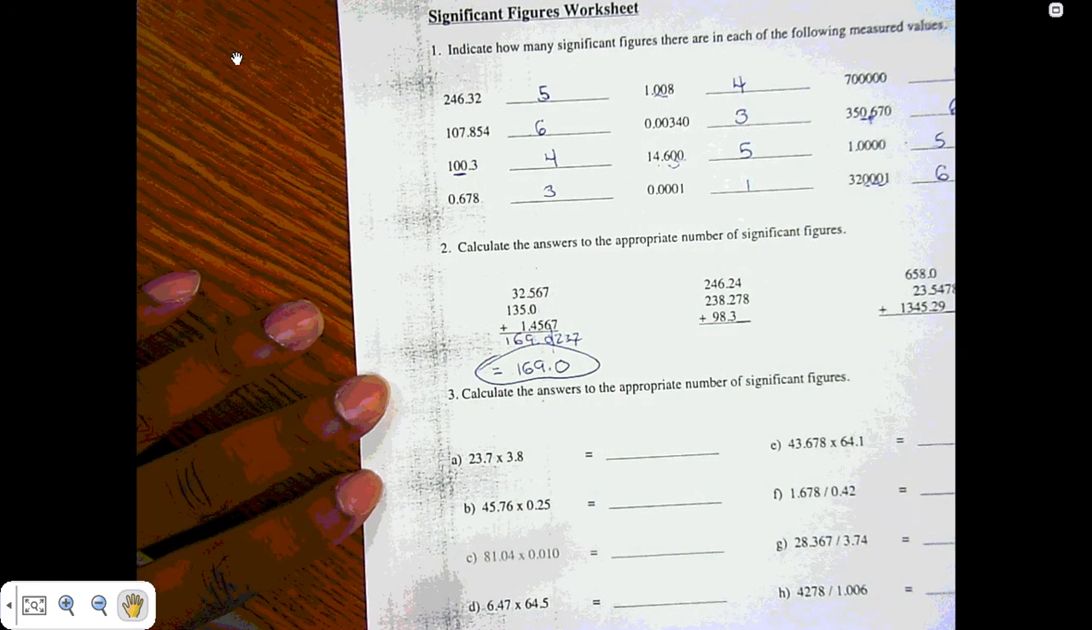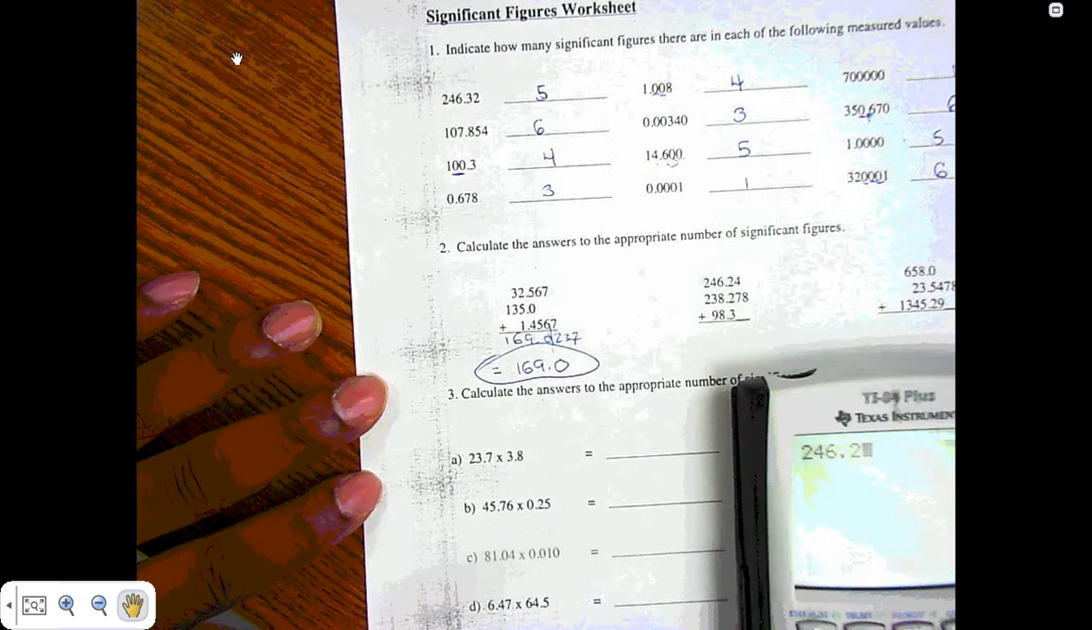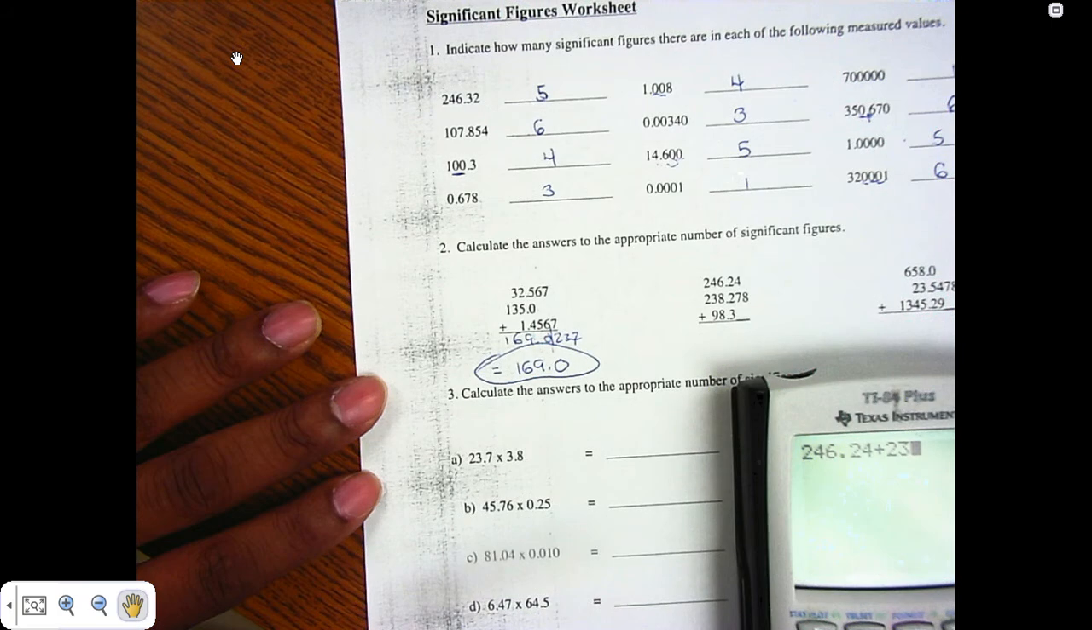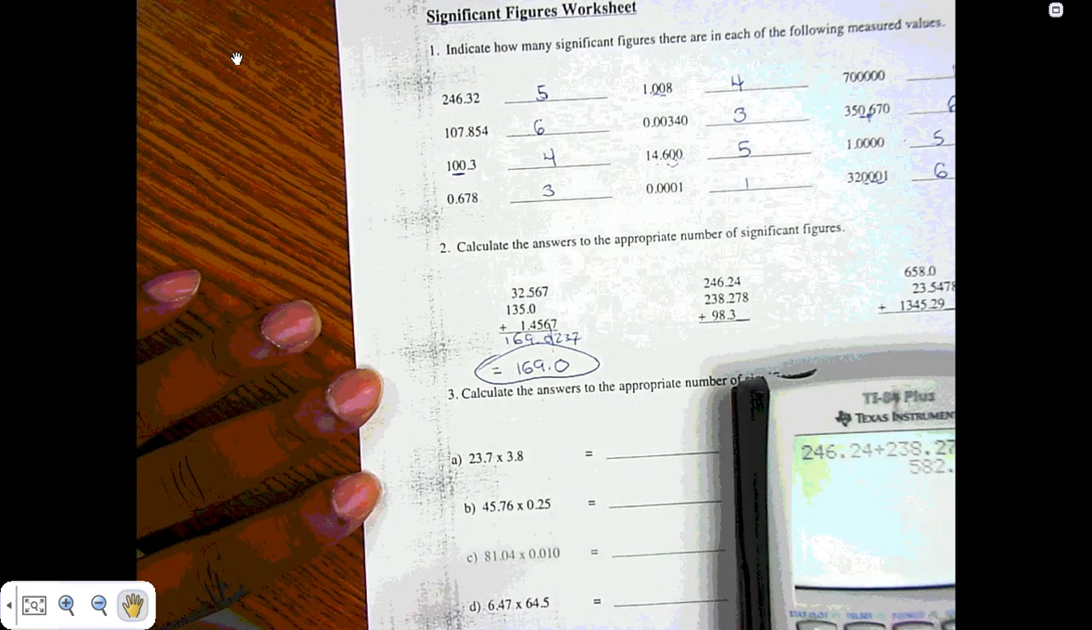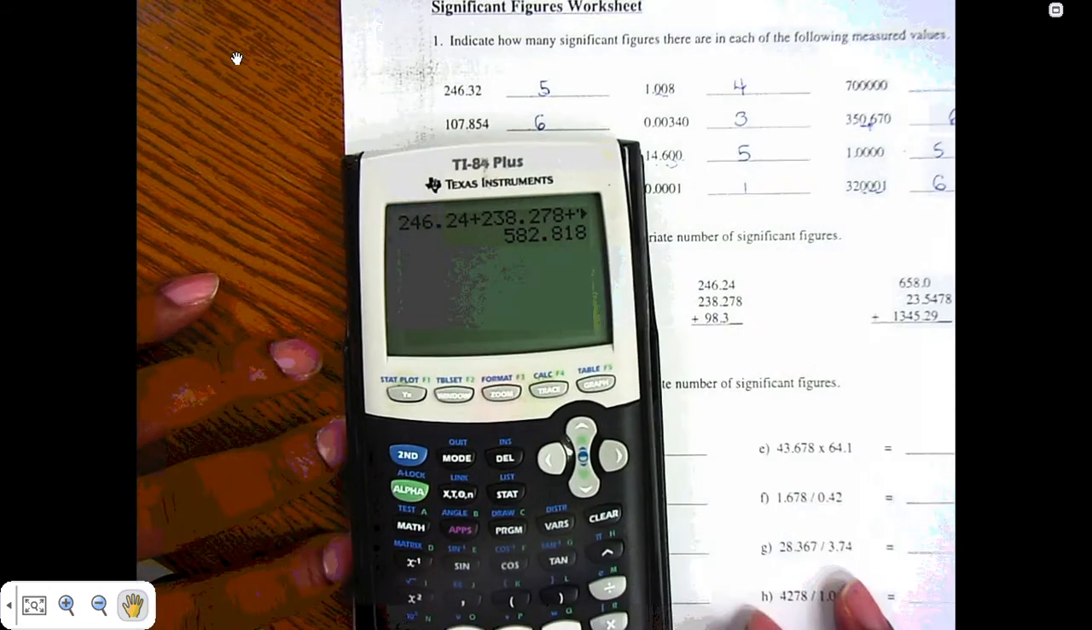Alright, so we'll look at the next one. You have 246.24 added to 238.278 plus 98.3. And so you end up with a grand total of 582.818. Let's look at this.